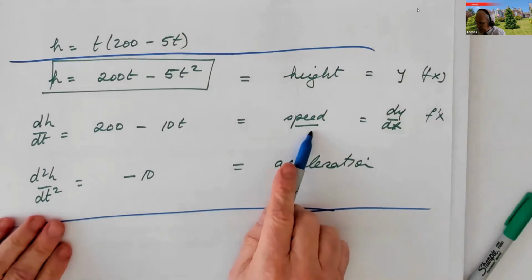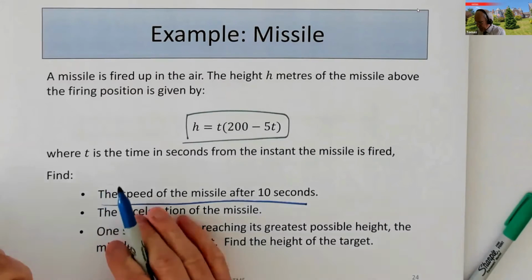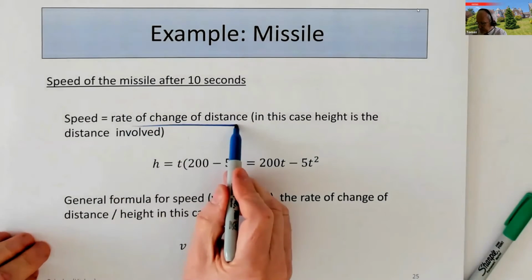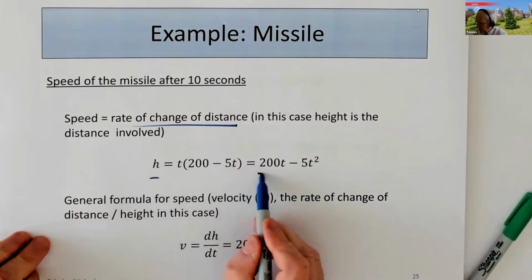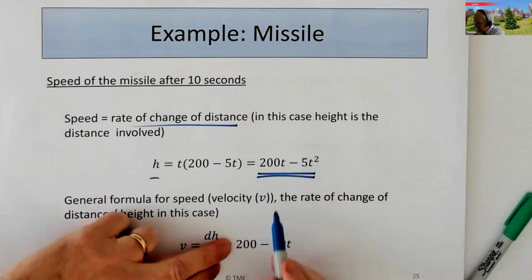I have to find speed. So we go through the notes and we say, okay, the speed is given by the rate of change of distance. h was 200t minus 5t squared. v, or velocity or speed, was dh/dt. Differentiate 200t, we get 200, 5t squared, minus 10t.